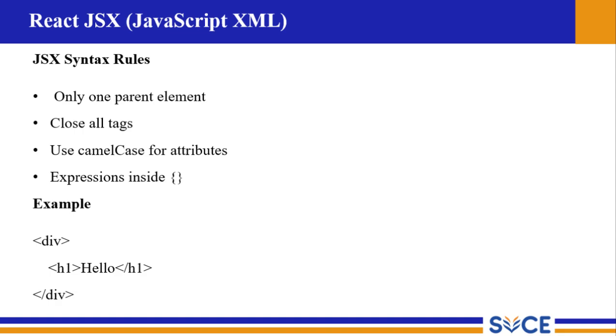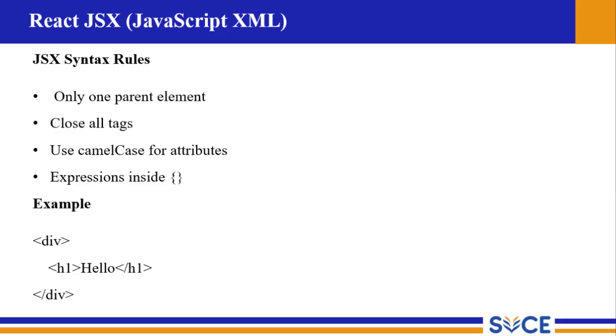For example, when displaying an image, instead of writing only the open tag, we must end it with a forward slash before the closing angle bracket. Similarly, input fields, line breaks, and horizontal lines must also be written as self-closing tags. Therefore, while writing JSX, always make it a habit to properly close every element.